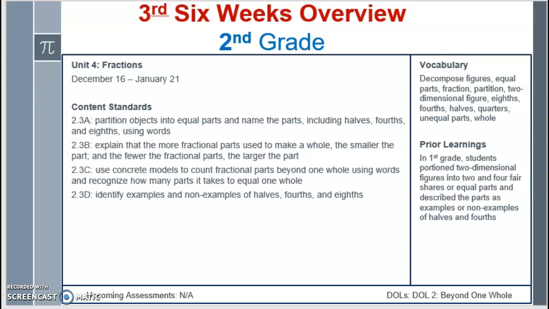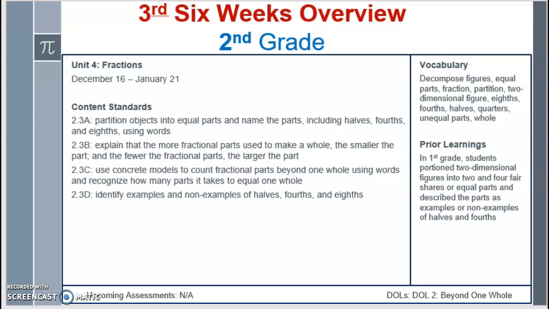2-3C, concrete models to count those parts. And 2-3D, identifying examples and non-examples. This is one of those important ones as we get to third and fourth grade and we have the STAR test. Students need to understand that just because an object is partitioned into thirds, if those partition pieces aren't equal, well, then it's not really a good example of that fraction. Understanding those examples and non-examples.